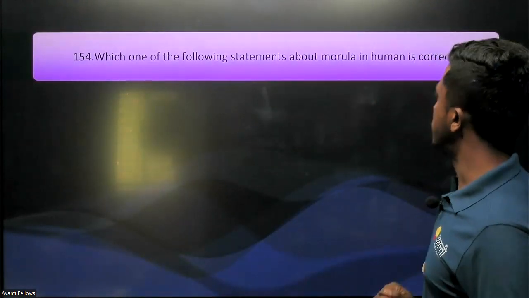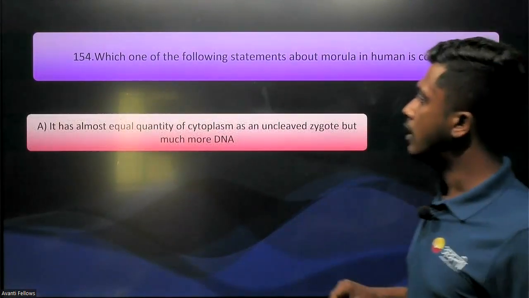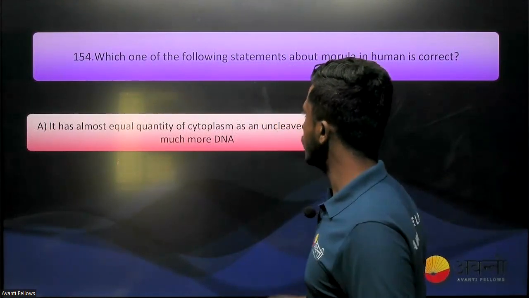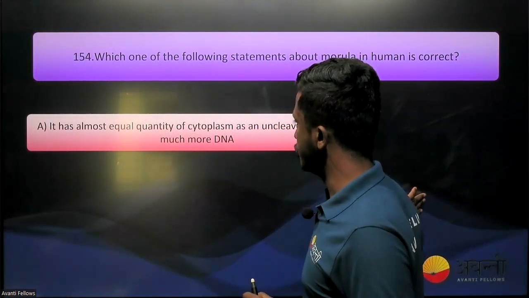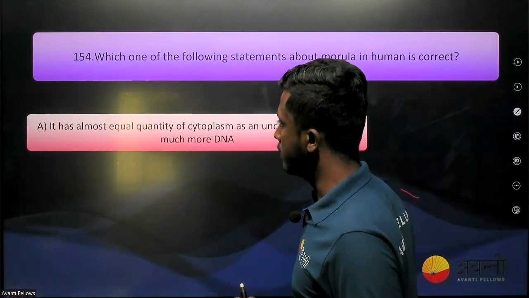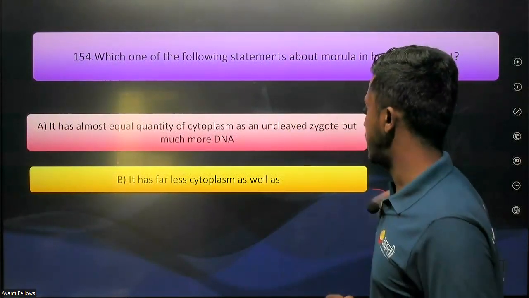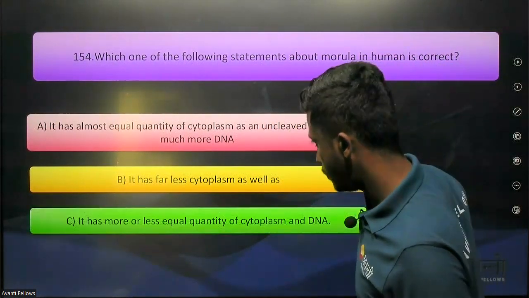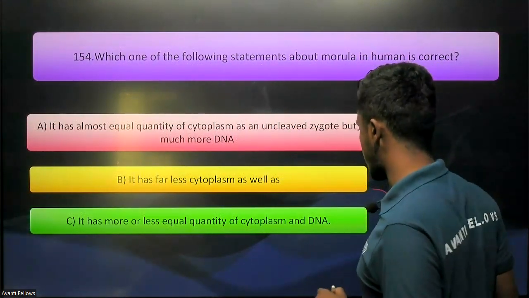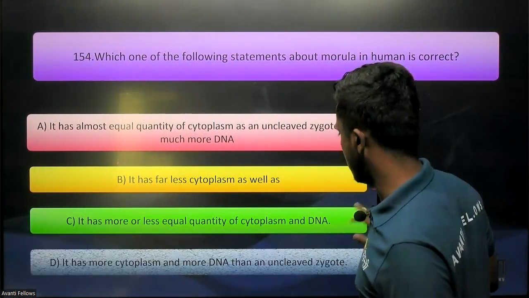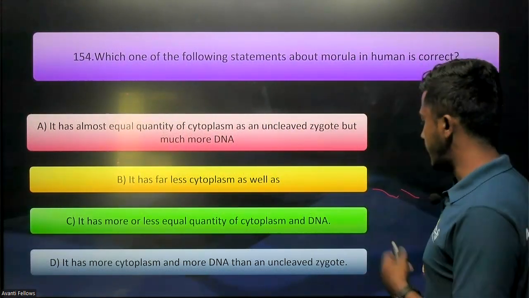Which one of the following statements about morula in human beings is correct? It has almost equal quantity of cytoplasm as an uncleaved zygote, but much more DNA. Next one: it has far less cytoplasm as well. It has almost equal quantity of cytoplasm and DNA. It has more cytoplasm and more DNA than the uncleaved zygote.